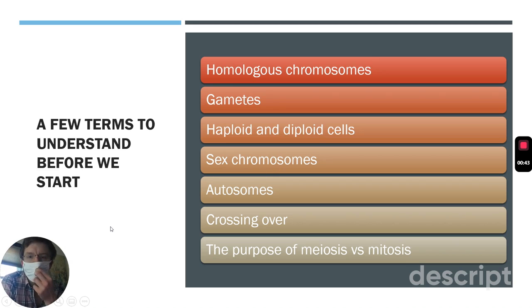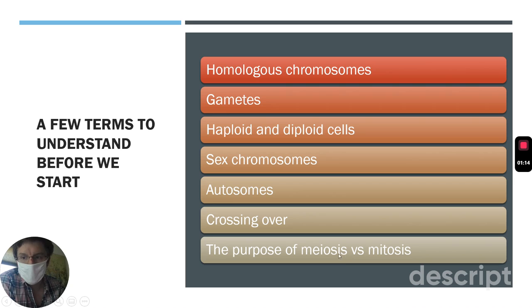So a few terms to understand before we start. I'm going to go over all of these like I did before. And again, all of this is available in the description in your flashcards with those descriptors. So we got homologous chromosomes, gametes, haploid and diploid cells, sex chromosomes, autosomes, crossing over, and the purpose of meiosis versus mitosis. Now, hopefully, based on just these videos so far, you guys understand this bottom portion right here. But I'll say it again.